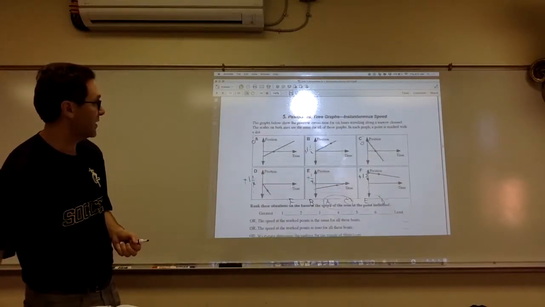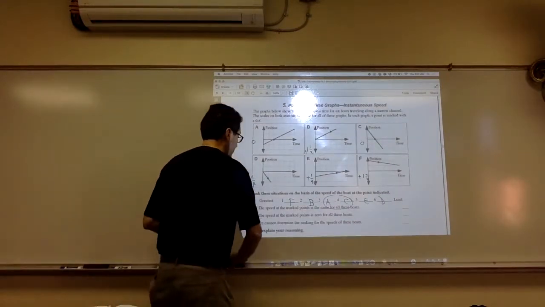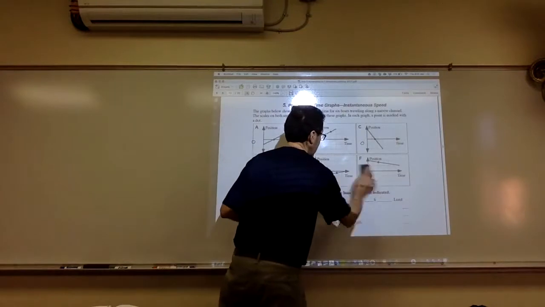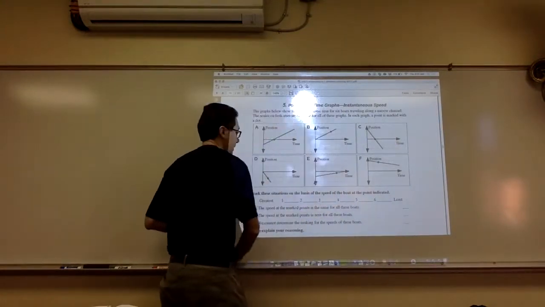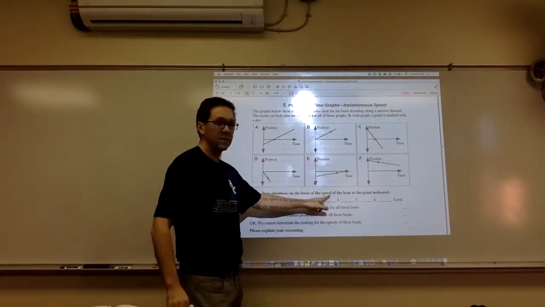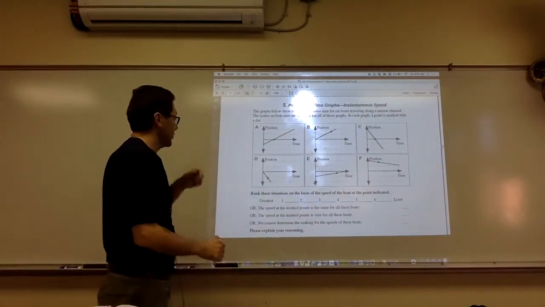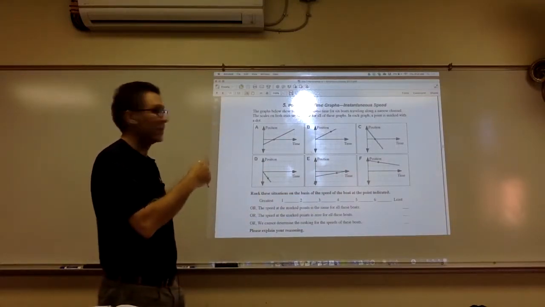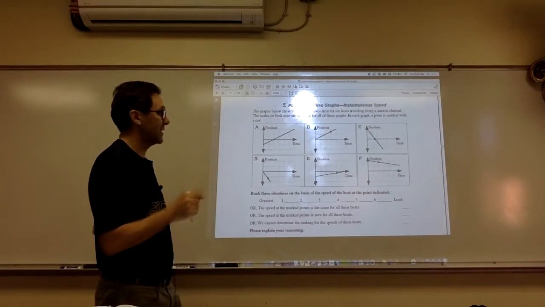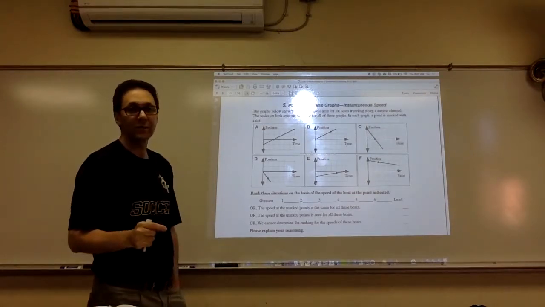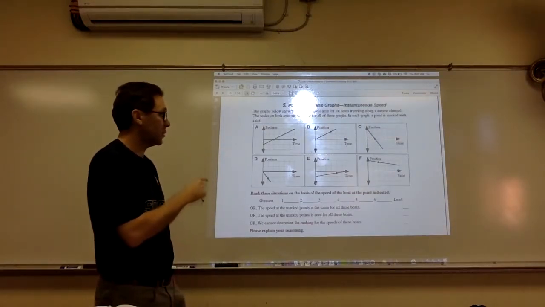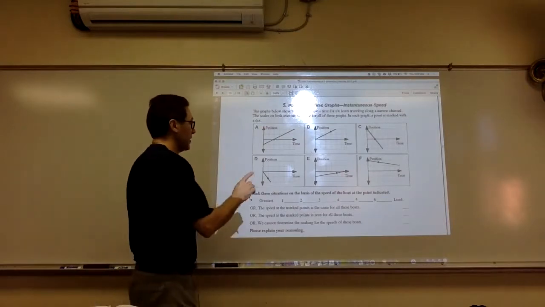Okay, for number 5, now this is a position time graph. So here we're looking for speed, not velocity, which means we're going to find the slope of these lines and ignore the negative. If it had said velocity, we'll keep the negatives. So you just got to be careful with that.